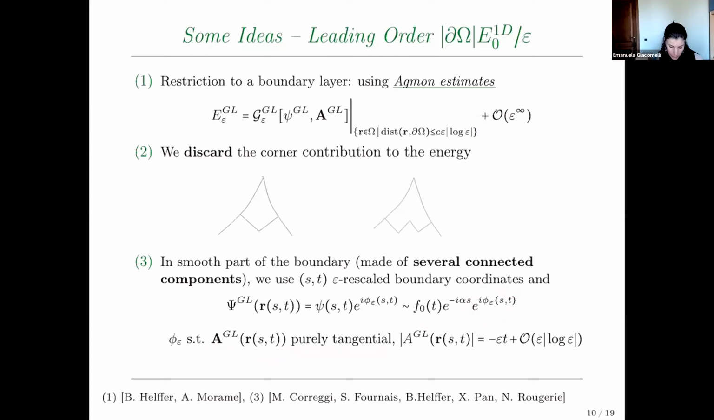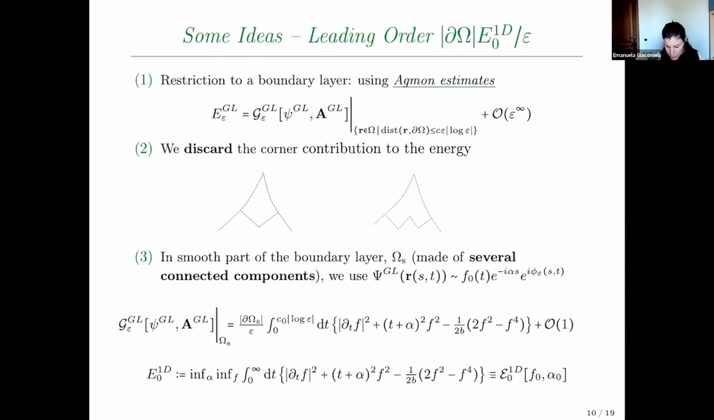What I want to underline in this slide is that you see that if s, t are the epsilon rescaled boundary coordinates, then the main point to get the leading order is to be able to write psi GL as this product here up to a gauge phase. So you really separate the role played by the distance from the boundary and the tangential coordinates. And as you can imagine, this is not going to be possible in regions close to the corners, and this is actually our main difficulty in what follows. But these are just the three ideas you should have in mind if you want to reconstruct this leading order.